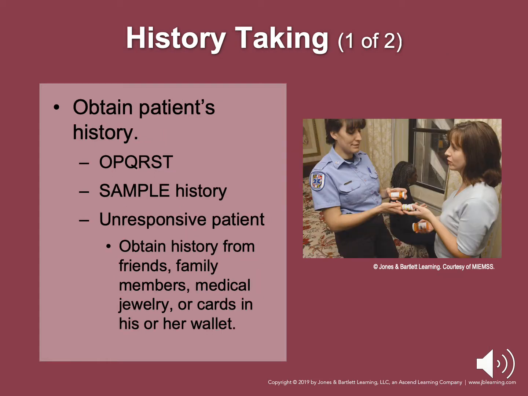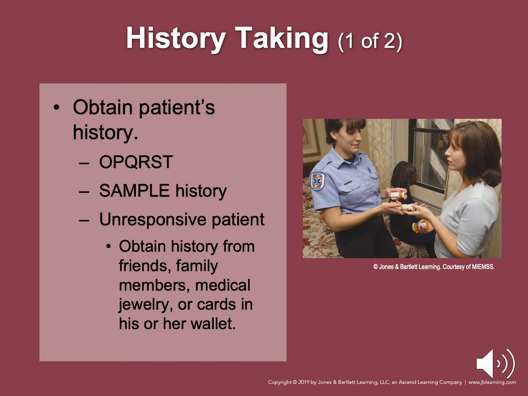Always try to get a good history with your PQRST. If your patient is responsive, begin with an evaluation of the exposure and a SAMPLE history. For unresponsive patients, attempt to obtain the history from other sources, such as friends, family members, medical identification jewelry, and cards and wallets.